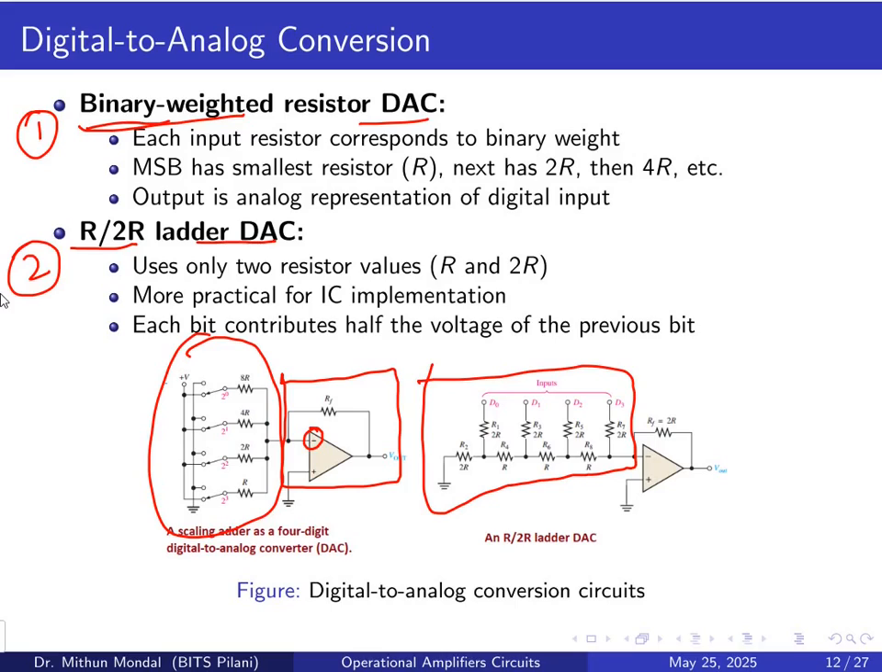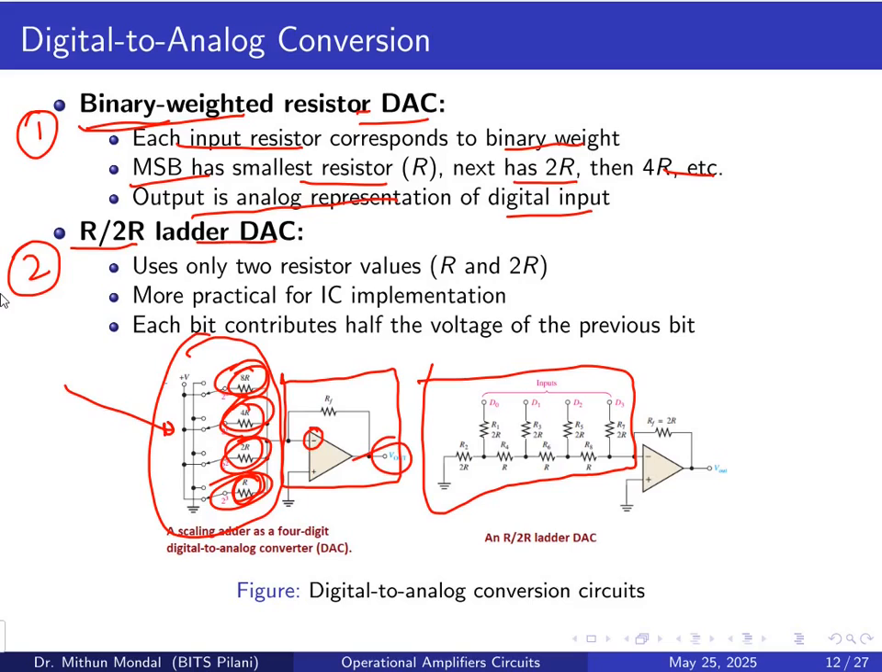So if we focus on the binary weight resistor DAC, each input resistor corresponds to the binary weight. So here you can see the resistors which are connected. These resistors will correspond to binary weight, and the MSB has the smallest resistor R, next will be 2R and then 4R. So this is the MSB, and then you have 2R, 4R, 8R, and so on. So the output will be an analog representation of the digital input. So here the input that we give is digital, and the analog output we would be getting.